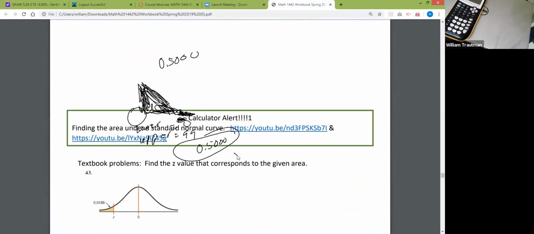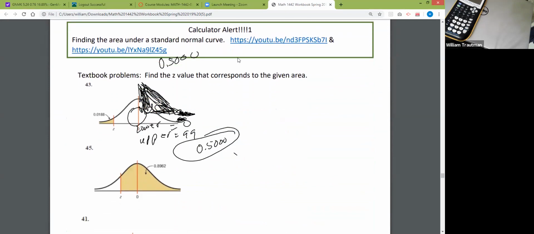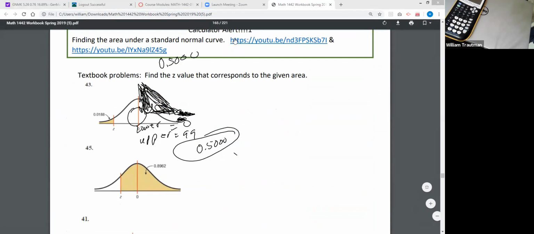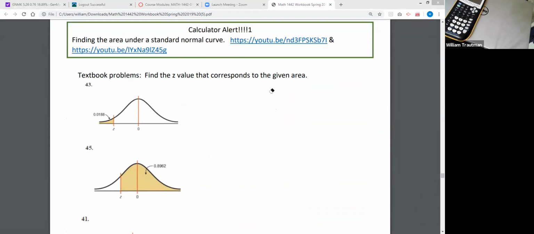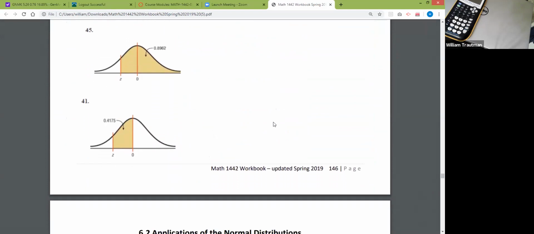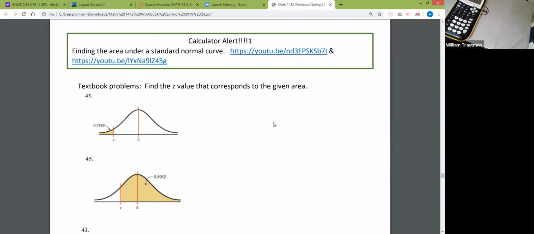Let's see what else we have. Oh, now we have to find the z value. I thought we were done for the day. So we have 3 more problems apparently. And this is a new calculation, with new calculator button pushing.